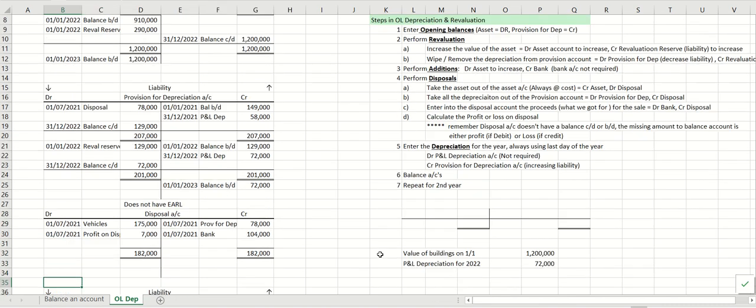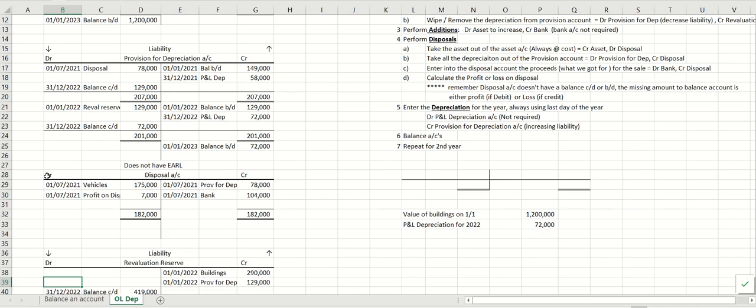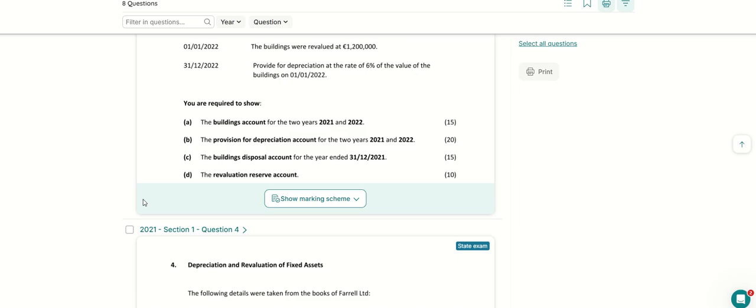Then down to the disposal account, 15 marks for the disposal account. The disposal was in the first year in 2021. We took the asset out of the asset account, put it in there, took out all of the depreciation, 78,000, and put it in here. We found out the proceeds of the sale, what we got first, the 104,000, and we put it in here. Then we calculated our missing number, which was our profit here, the 7,000. We made a profit on disposal on the debit side here of 7,000. We would have gotten 15 marks for doing that.